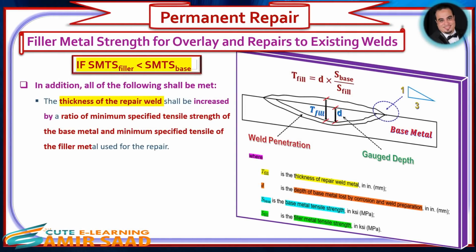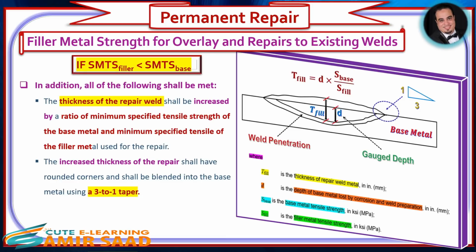As clearly illustrated in the figure, the thickness of the repair weld shall be increased by a ratio of the minimum specified tensile strength of the base metal and the minimum specified tensile strength of the filler metal used for the repair, where T fill is the thickness of repair weld metal in inches, D is the depth of base metal lost by corrosion and weld preparation in inches, S base is the base metal tensile strength in ksi, and S fill is the filler metal tensile strength in ksi.